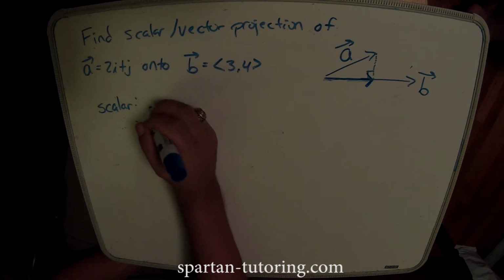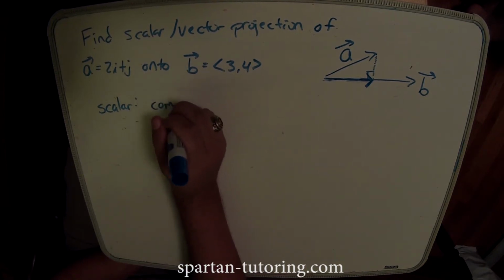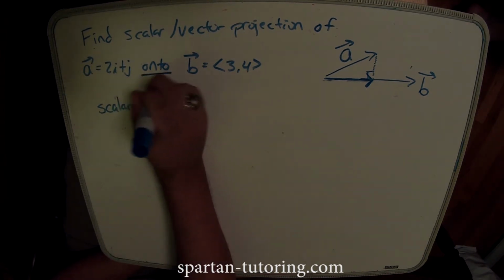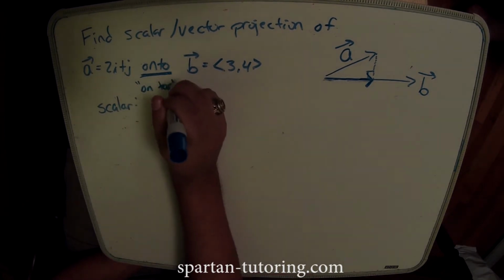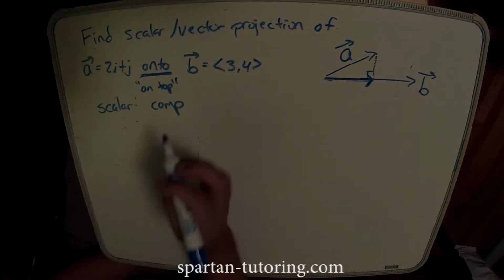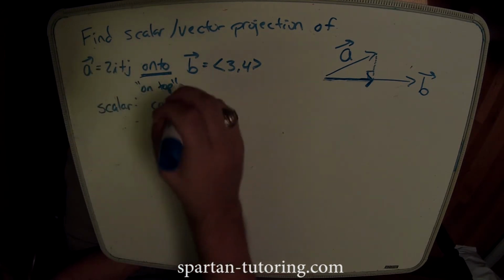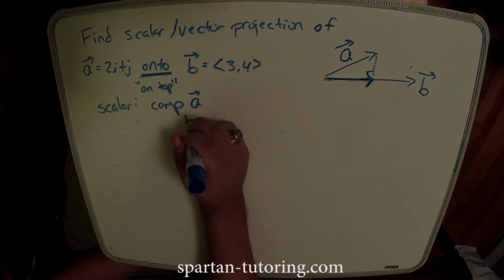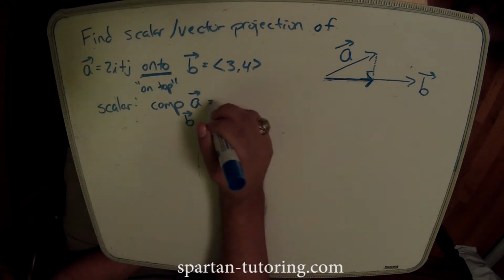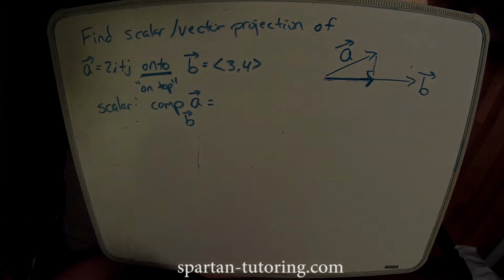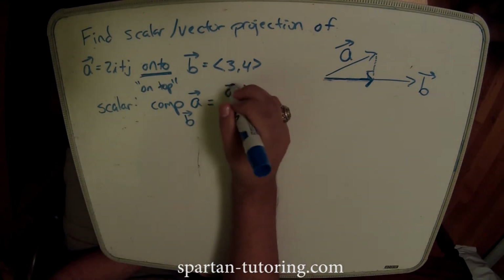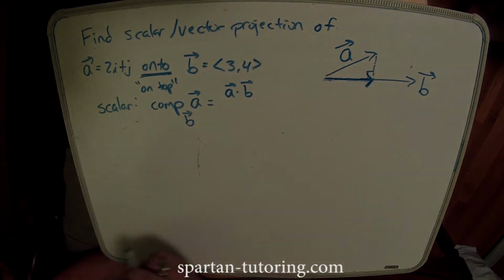Scalar projection, you're going to see it as comp. And now here's the important part. When you see "onto," I want you to think "on top." So when we have vector A onto B, I'm literally going to put A on top since it's onto B. Every scalar projection, every single one, always starts off with A dot B. No matter which one's on top of which, you always do the dot product.